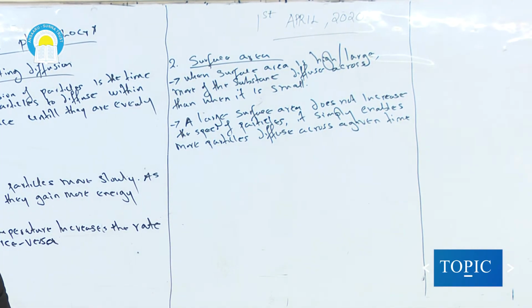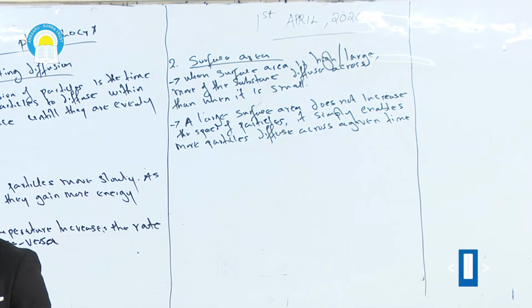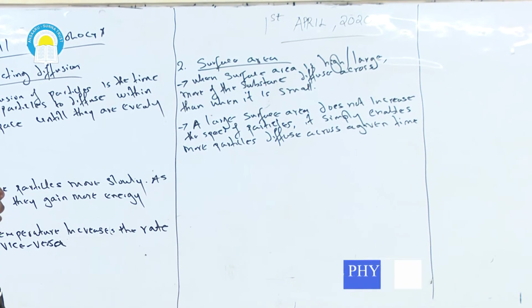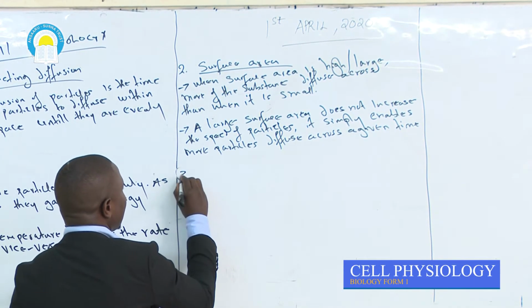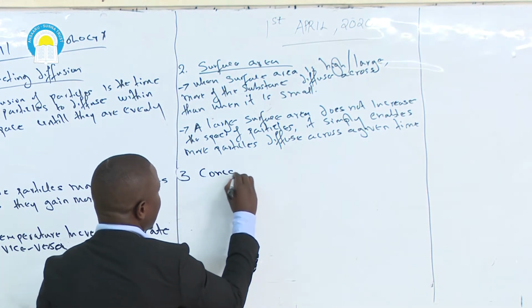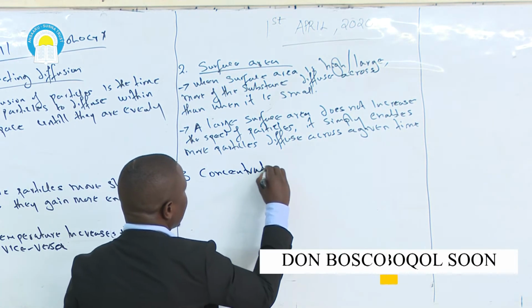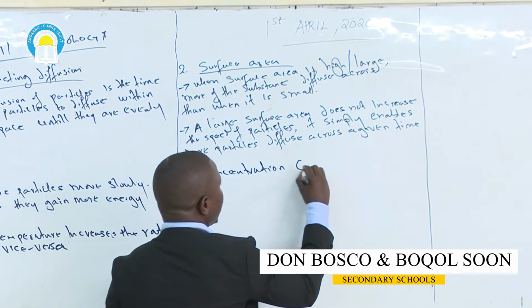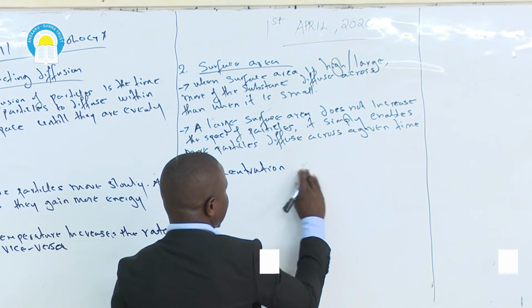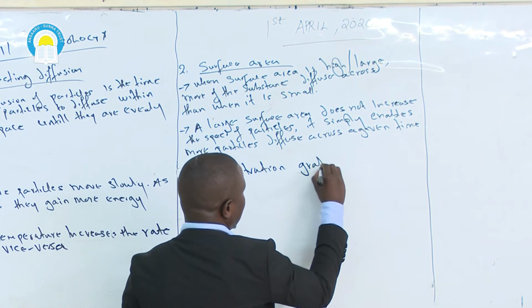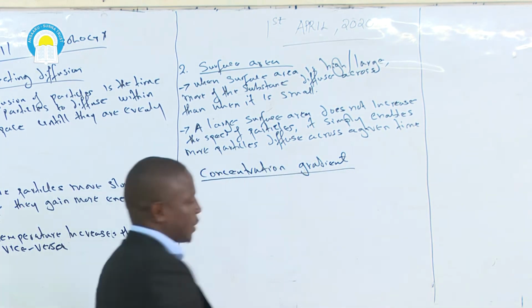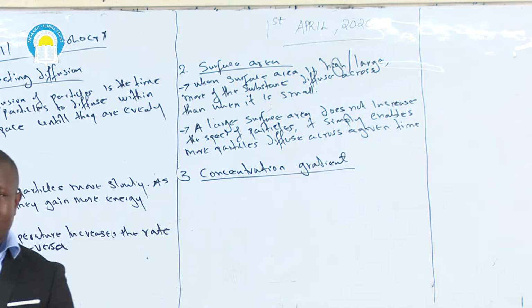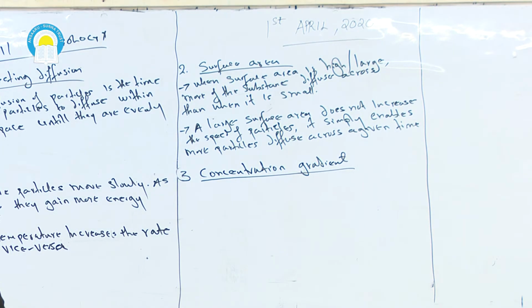So we go to the third one, factor number 3, which is concentration gradient. That's the third factor that affects the rate of diffusion.